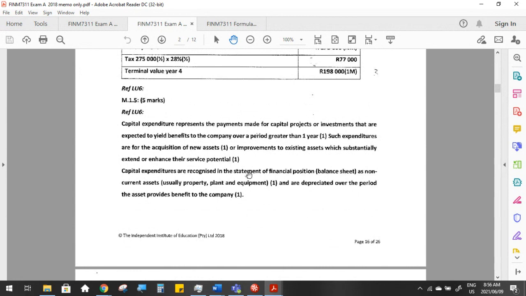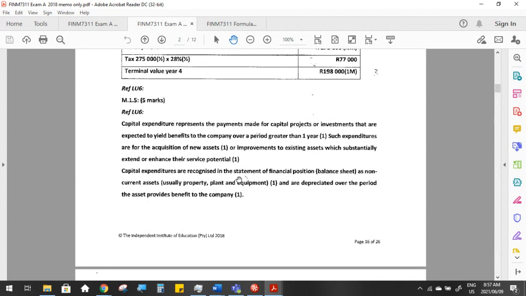And then capital expenditures are recognized in the statement of financial position. So in other words, where will they appear in our financial statements? So we can see capital expenditure in our statement of financial position, in the balance sheet, in the non-current assets section. And usually it's included in the property, plant and equipment line. And then we depreciate them over the period that the asset provides benefits to the company. So in the profit and loss section, in our comprehensive income section, we will be able to see the depreciation related to it and the carrying value of the capex item in the non-current assets.